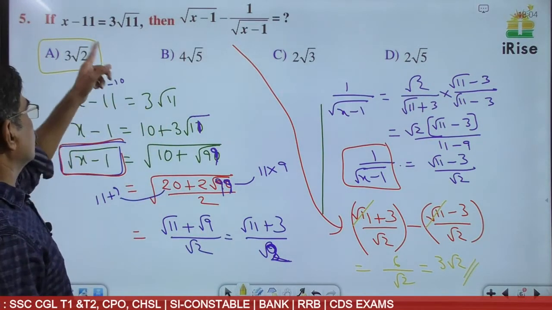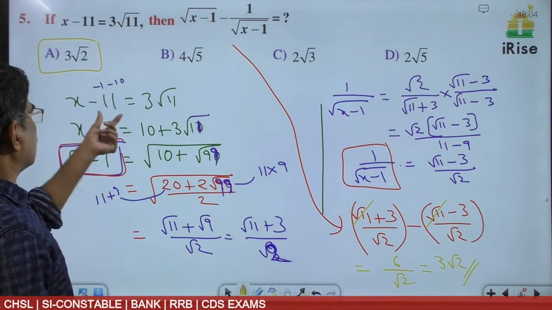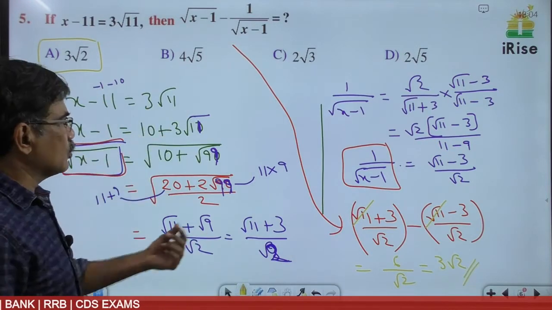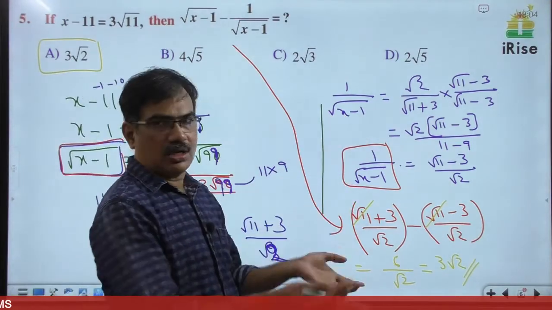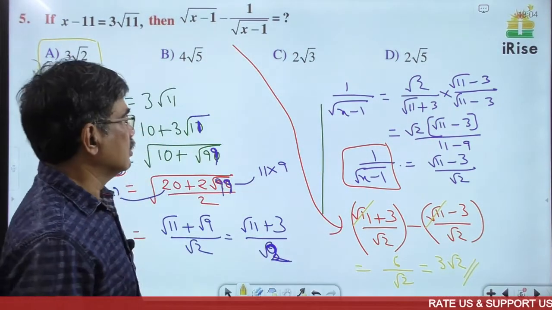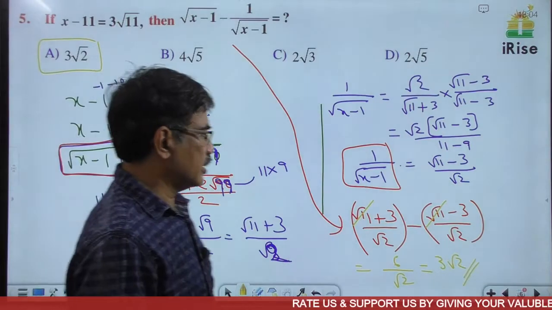Okay, so here the question is important because the conversion is important, and finding the square root, finding the reciprocal and the addition of those two gives the answer. Okay, next question.